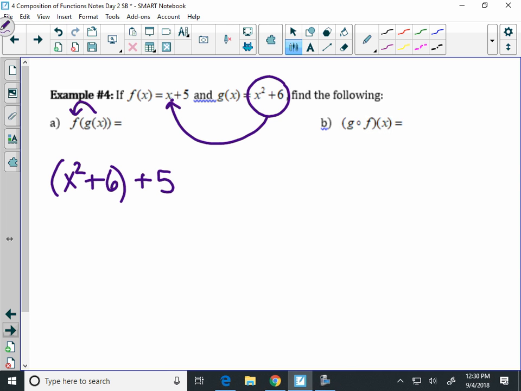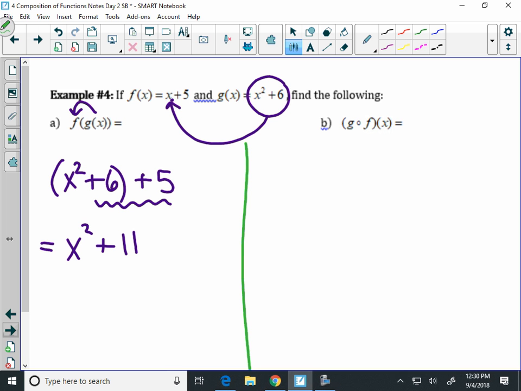Well, how am I going to simplify this one? We're almost done, but they'll combine here. Just the 6 and the 5, right? So this becomes x squared plus 11. All right, that one's pretty easy, right? There was no distributing, there was nothing else. When I look at it the other way, though, the squared makes it ever so slightly more challenging.